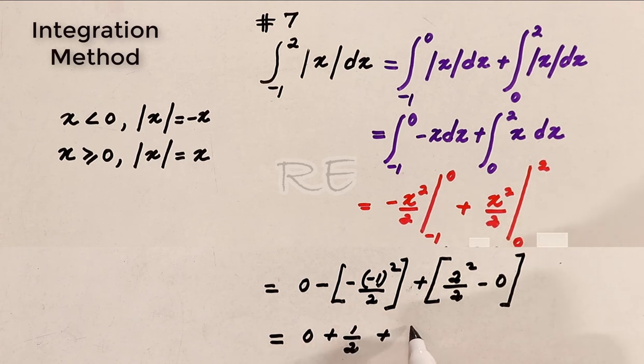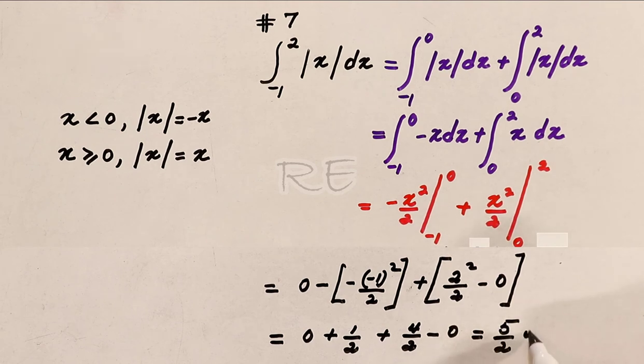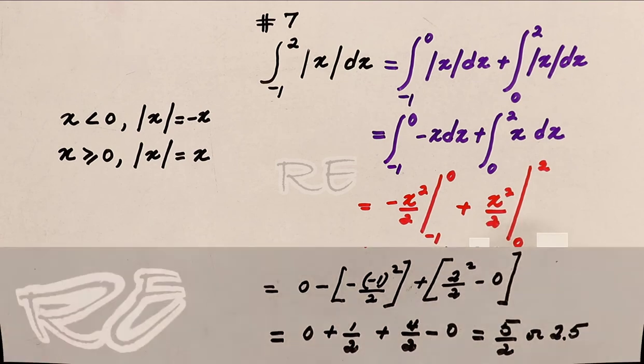Plus 2 squared over 2 will be 4 over 2 minus 0. And 4 over 2 plus 1 over 2 is 5 over 2, or 2.5.